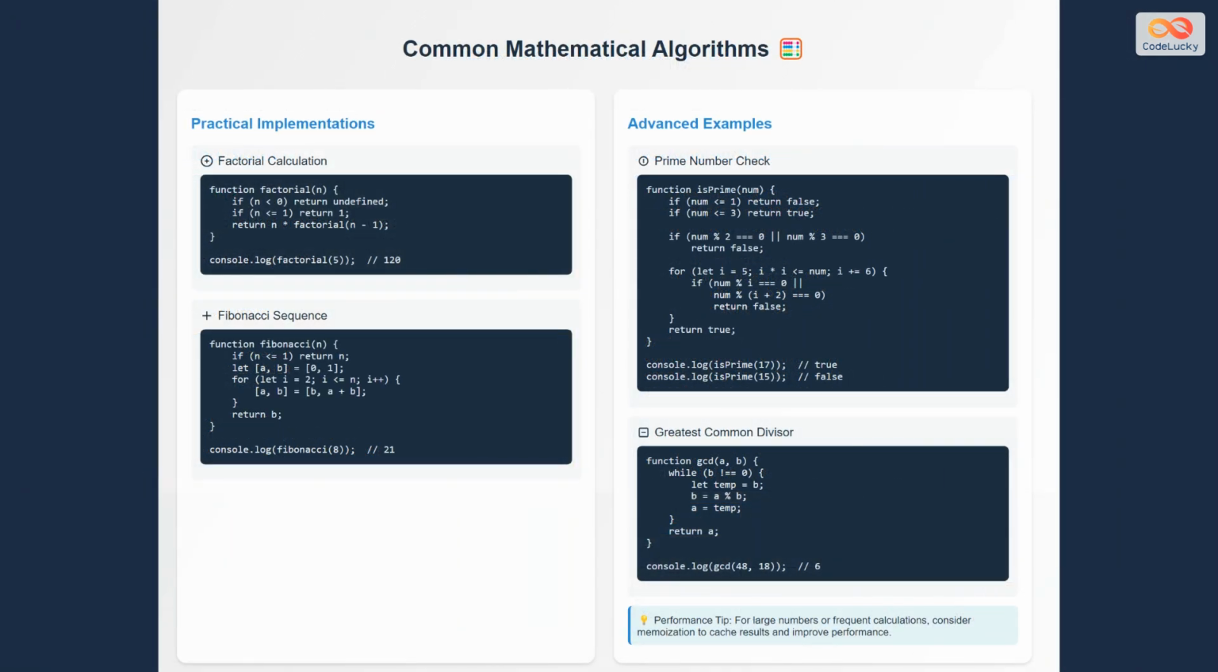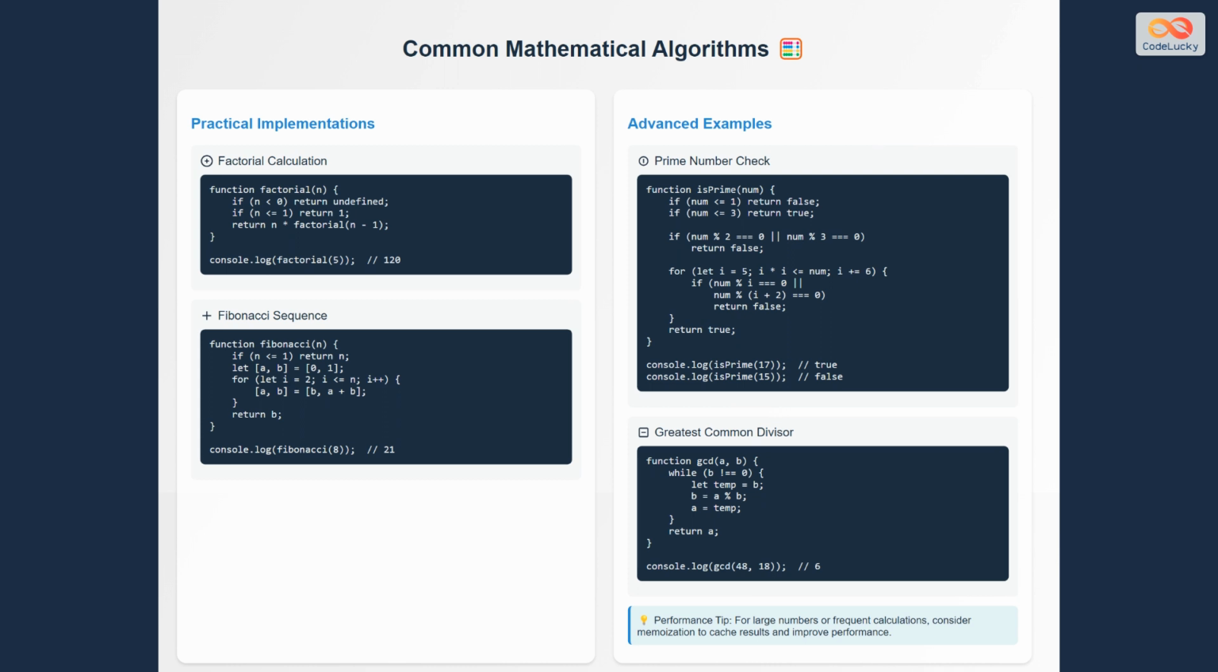Let's discuss some common mathematical algorithms that are frequently used in JavaScript development. We will implement factorial, Fibonacci, prime number checker, and greatest common divisor algorithms. The factorial of a non-negative integer, denoted by n!, is the product of all positive integers less than or equal to n. For example, 5 factorial is 5 times 4 times 3 times 2 times 1, which is equal to 120. Here's a JavaScript function that calculates the factorial of a given number recursively.